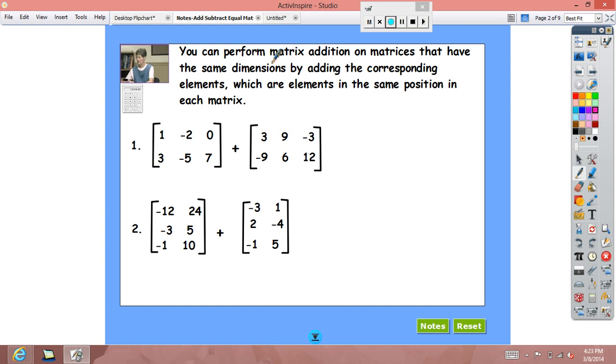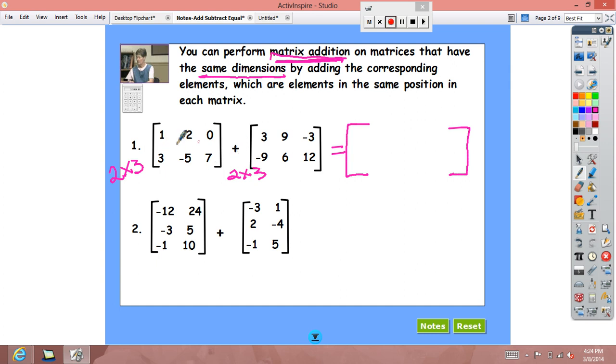What I can do is perform matrix addition on matrices that have the same dimensions. Again, same dimensions, okay? By adding corresponding elements, which are elements in the same position in each matrix, which is sort of what we just talked about. So, since this is 2 rows, 3 columns, I know this is a 2 by 3, 2 rows, 3 columns, so is this. Alright, great. I know I can add these. And I'm going to add and end up with another 2 by 3, because I'm not adding or getting rid of any of these values. So since they have the same, I can basically just add everything in the same position.